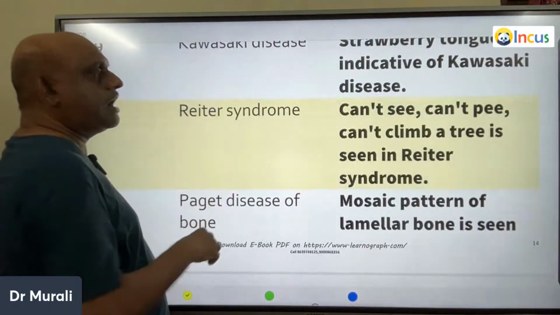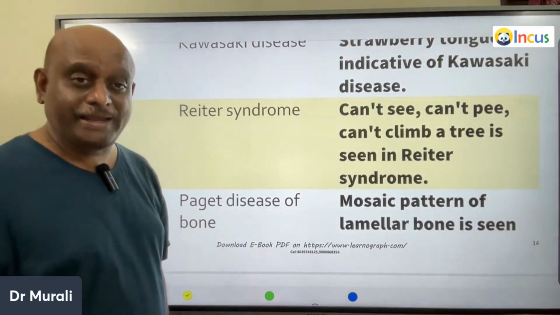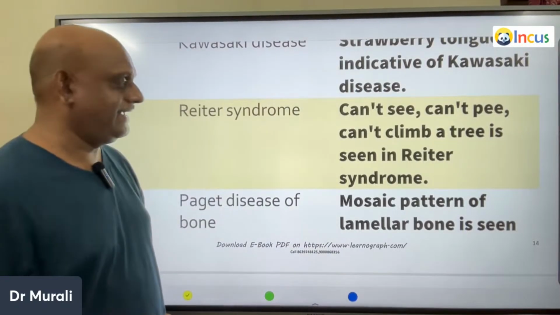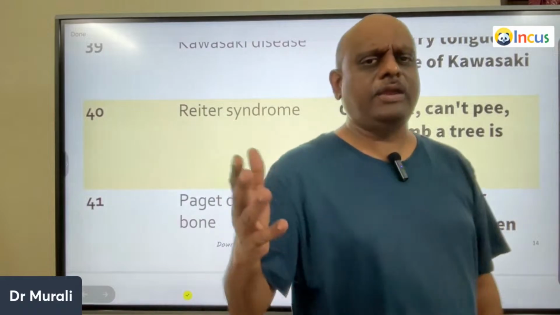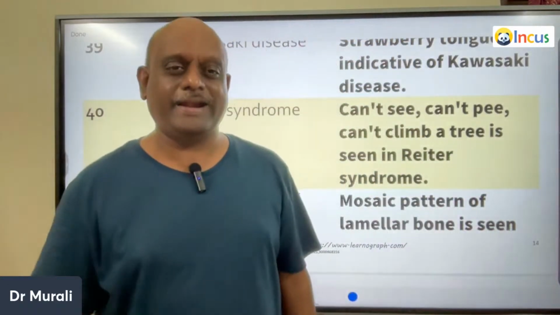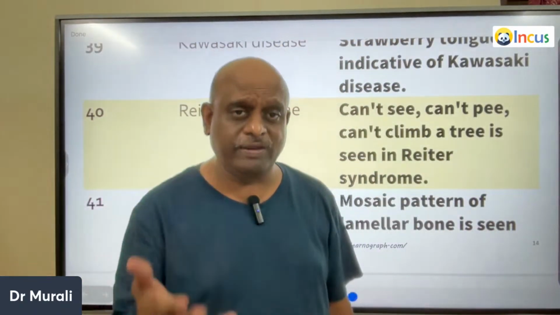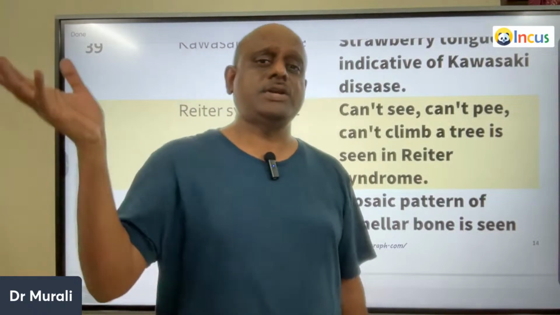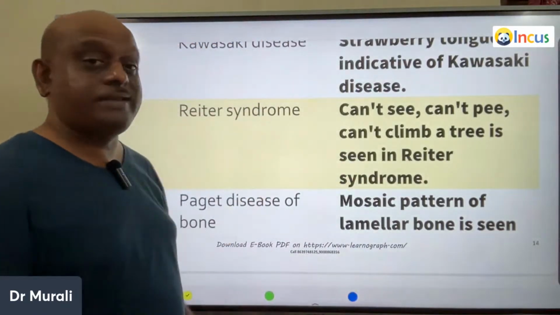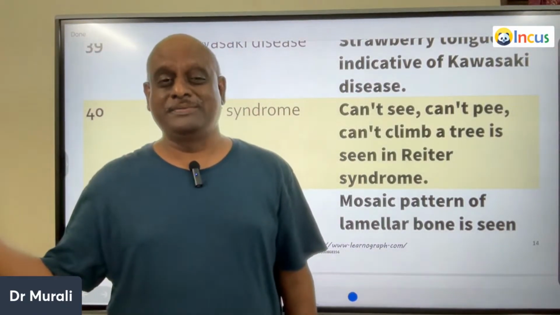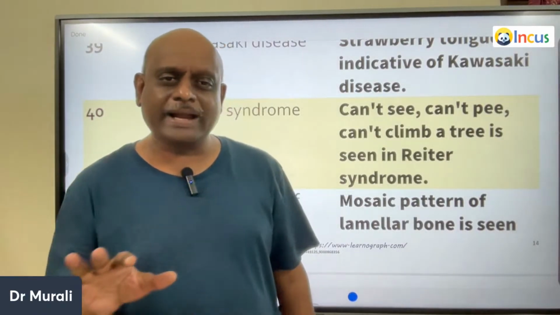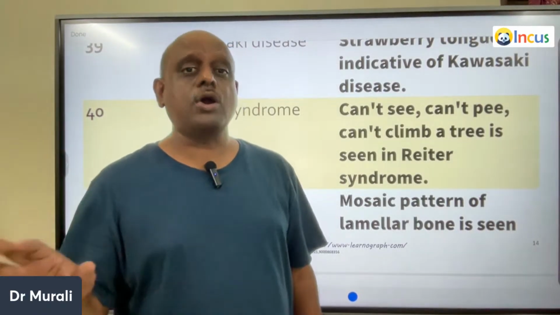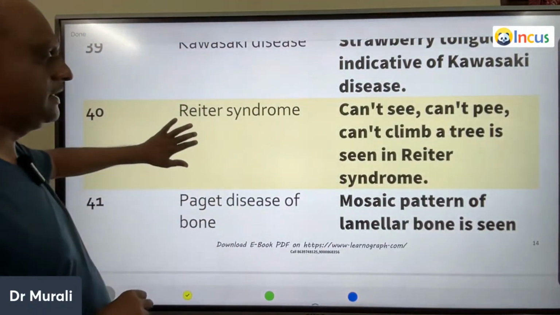Now, the patient can't see, can't pee, can't climb a tree. What is that called? Can't see, uveitis. Can't pee, urethritis. Can't climb, arthritis. Arthritis, urethritis, uveitis. The combination is the feature which you see in the case of Reiter syndrome, which is a reactive arthritis, Campylobacter jejuni, post-gonococcal in any of these conditions.